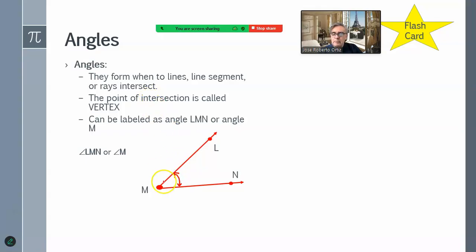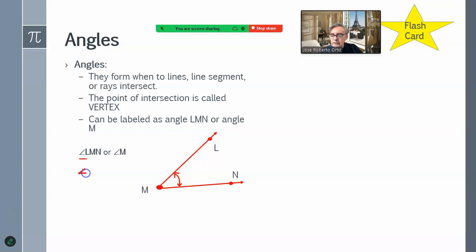The point where the lines intersect is called the vertex, and we label angles in several ways. For example, in this diagram here, we have the line ML intersecting with MN. They form the angle LMN. Notice that the sign for angles is almost like an L, not a straight L, but like almost like a closing L.